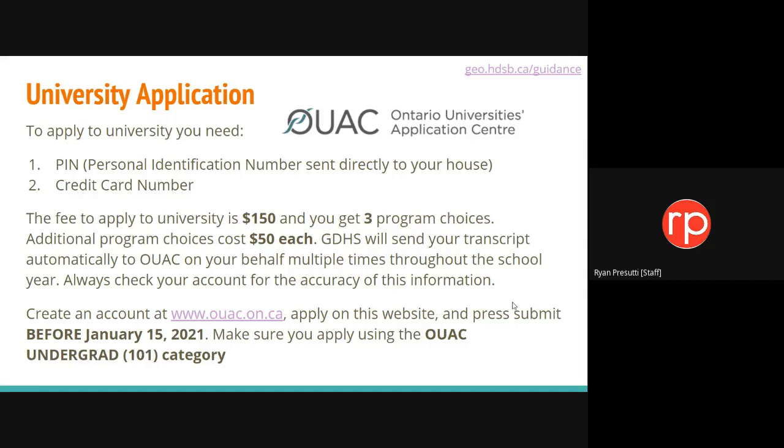Similar to colleges, Georgetown will send your transcript automatically to OUAC on your behalf multiple times throughout the school year, and you should be checking your OUAC account for the accuracy of that information. You are going to create your account at OUAC with your PIN. You're going to apply on that website, and you're going to press submit before January 15th, 2021. It is extremely important that you apply using the OUAC Undergrad 101 category. Do not apply to the 105, the mature students, the adult students, and do not apply to law school or faculties of education for teachers. Apply to the 101 category, which would be your undergraduate degree programs.